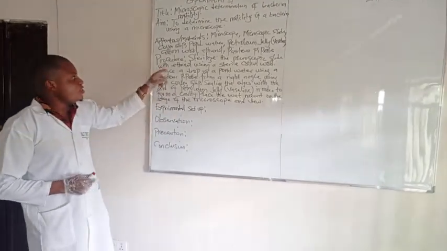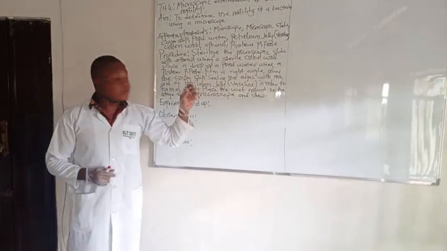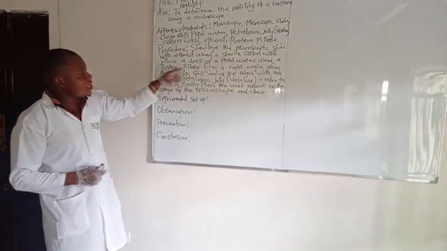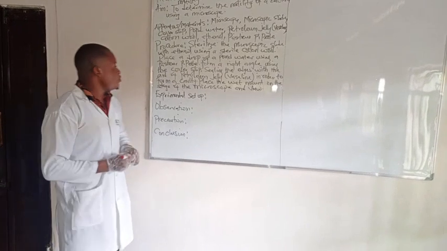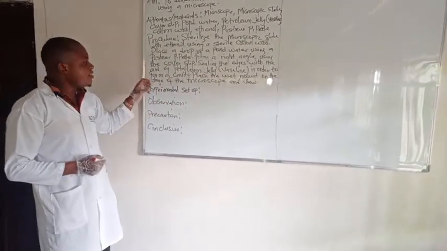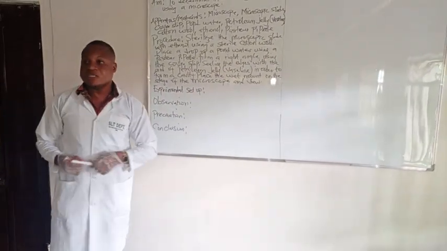Now the procedure involves: sterilize the microscopic slide with ethanol using sterile cotton wool. Place a drop of the pond water using a pasteur pipette. Form a right angle using the cover slip. Seal the edges with the aid of the petroleum jelly, Vaseline, in order to form a cavity. Place the wet mount on the stage of the microscope and view.